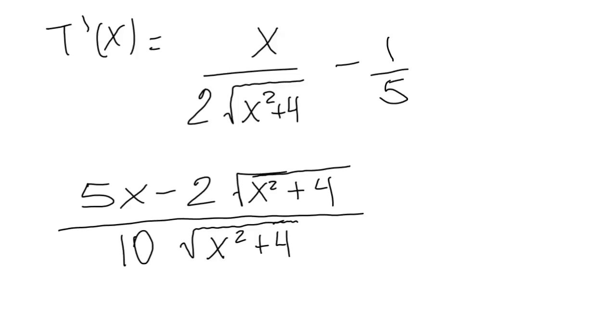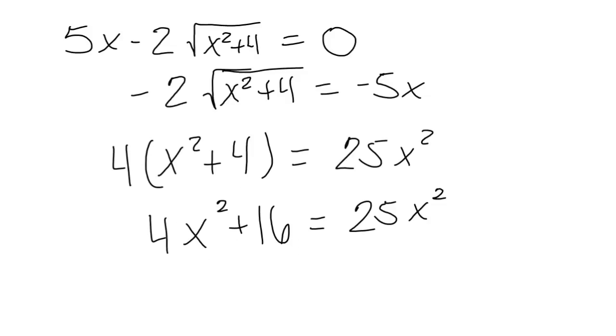Next, we take the derivative of our time, which will equal x over 2 times the square root of x squared plus 4, minus 1/5, and then we hit that with a common denominator, which gives us 5x minus 2 times the square root of x squared plus 4, over 10 times the square root of x squared plus 4.